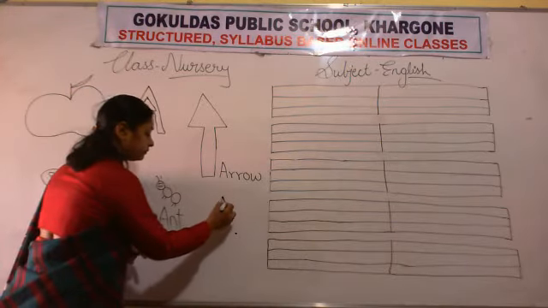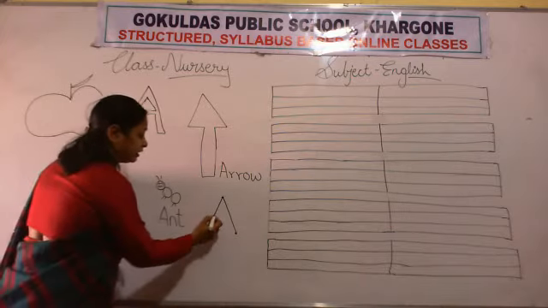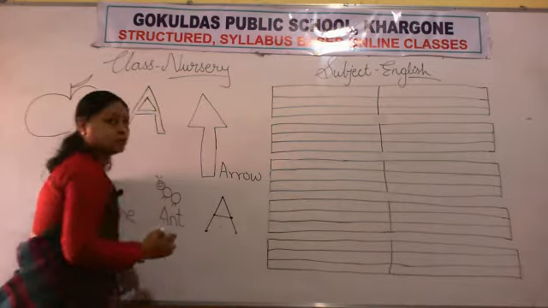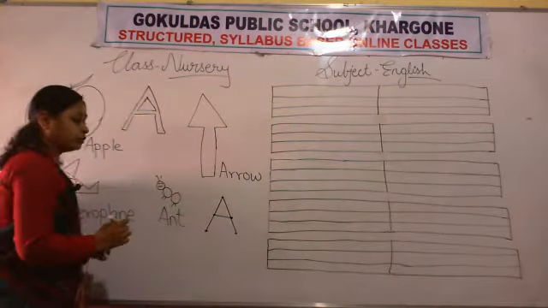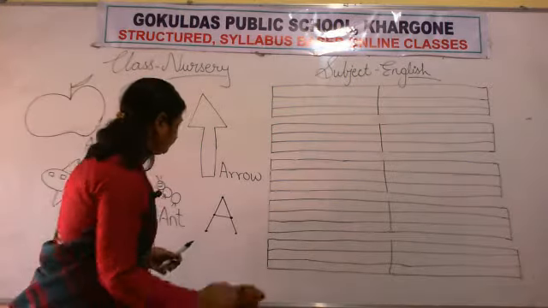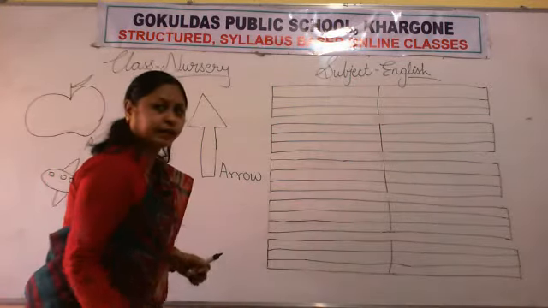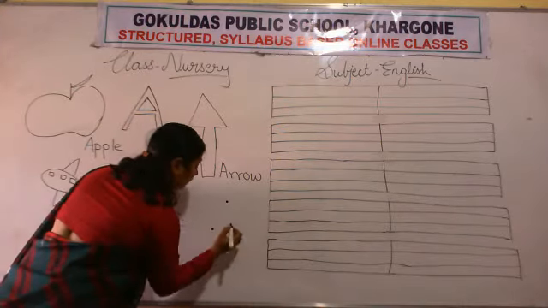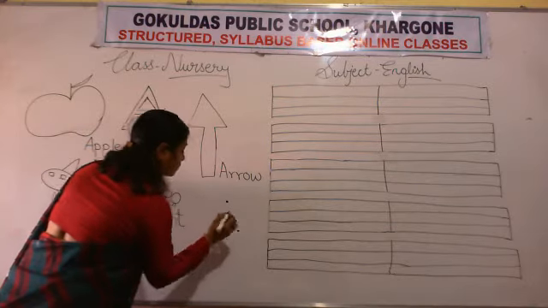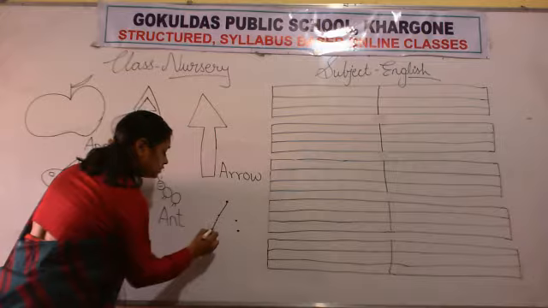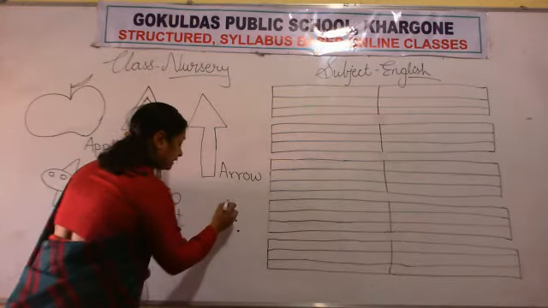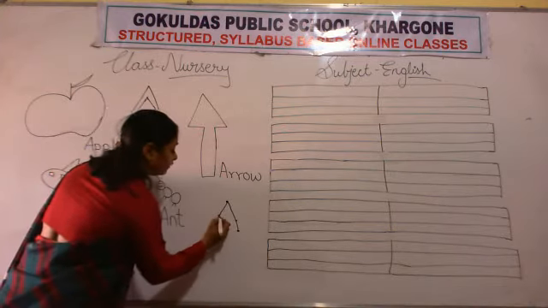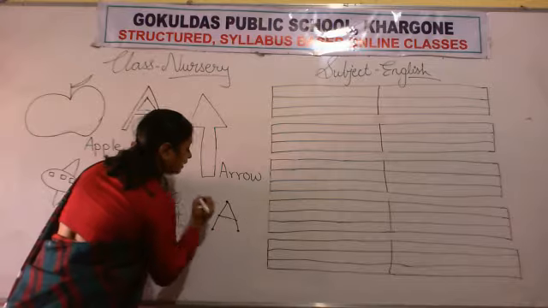Slanting line, and in middle sleeping line. Okay. You have to join the dots. Again, look at the board. Look here. Dots were given. First you have to join this dot with slanting line. Then in between you have to join both the dots by sleeping line.